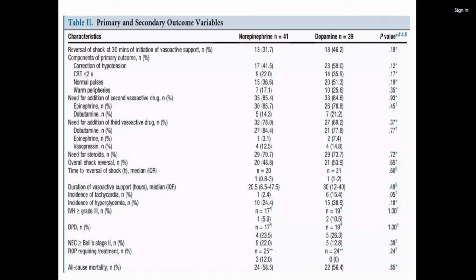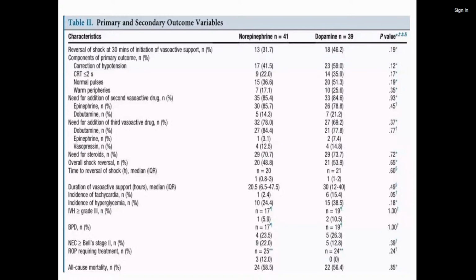As we see the adverse effects, most importantly, we can see the incidence of tachycardia is more in the dopamine group, which comes to 15%, as compared to norepinephrine, which is only 2%. So dopamine causes significantly higher tachycardia, as demonstrated, and other neonatal outcomes, and also the incidence of hyperglycemia.